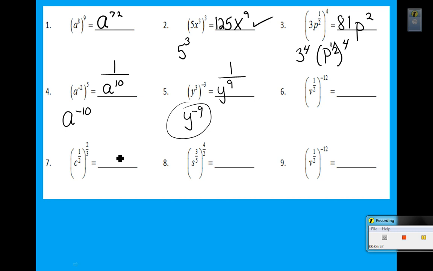Here's my number 6. v to the 1/2 to the negative 12th. If I multiply 1/2 and negative 12, I get v to the negative 6. Can't have that negative exponent, so 1 over v to the 6th.